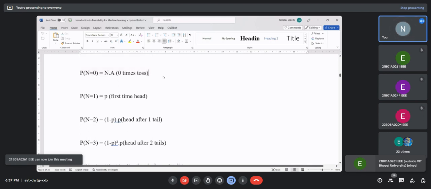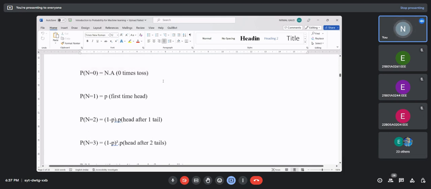Here n equal to 0, that means we haven't tossed anything, so obviously the probability is 0. Now, if we toss with n equal to 1, that means the first time we toss, the probability of coming head is p here. All right. Whatever it be, here the probability of coming head is p.